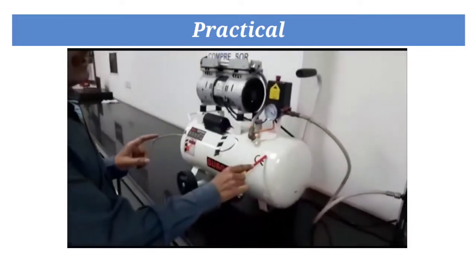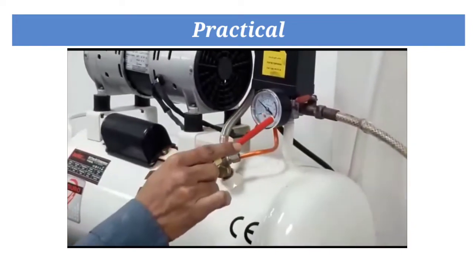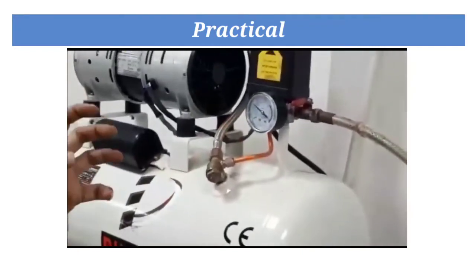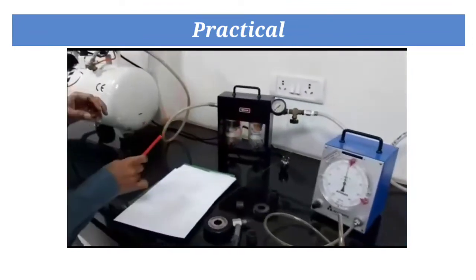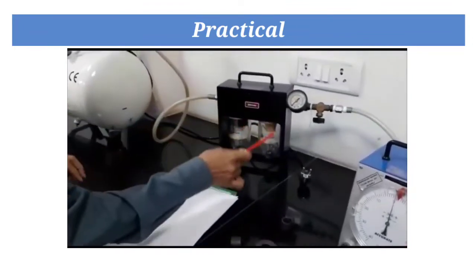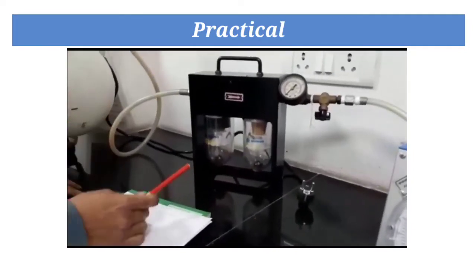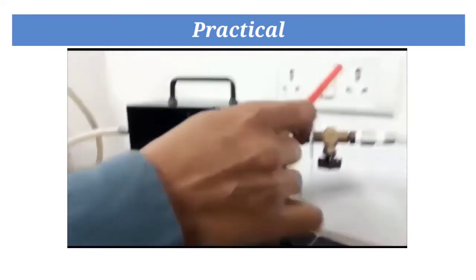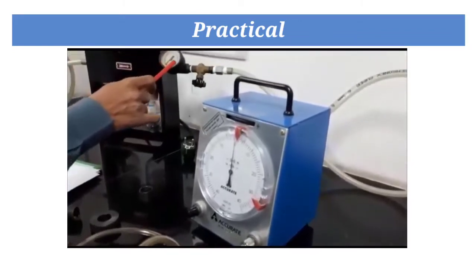First part is a compressor. Here there is a dial gauge which will indicate the pressure which is required. So compressed air will pass through this pipe inside this filter. Now these filters are used so that if there is any dust particle or moisture, it will get trapped here. Now whatever the pressure is required, that pressure will be again indicated.